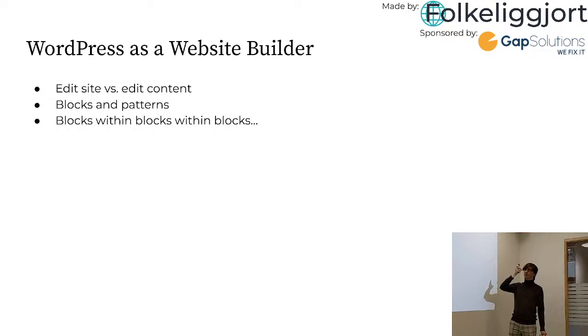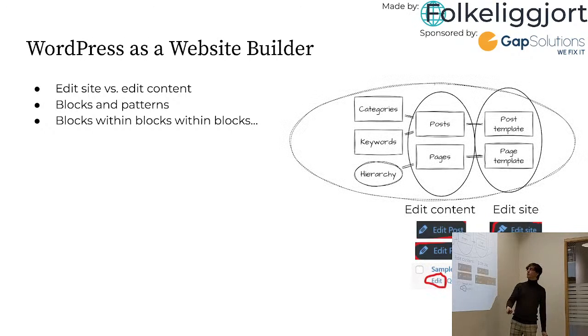Which means that when you want to use WordPress as a website builder, there's a difference between what we call editing your site and editing your content. Which means that when you're editing your site, you're editing these parts, and when you're editing your content, you're editing these parts. And it will try to tell you when you're doing different stuff. It will say edit post, edit page, or just edit. Or when you're editing these templates, it will say edit site, or do the full site editing editor.